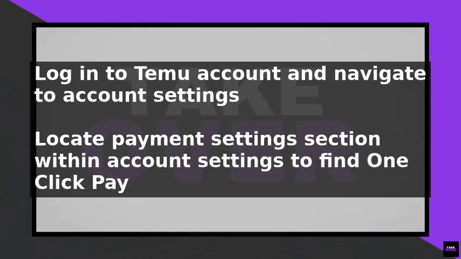To remove one-click pay on Temu, follow these steps. First, log into your Temu account and navigate to the account settings. This is usually found by clicking on your profile picture or username, then selecting the settings option from the drop-down menu. Next, locate the payment settings section within your account settings.